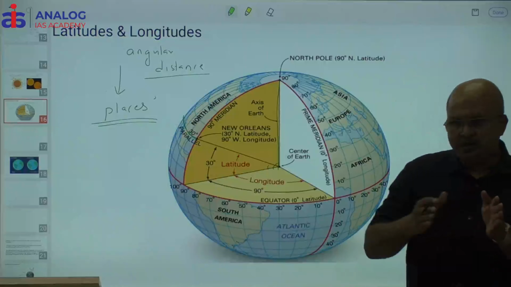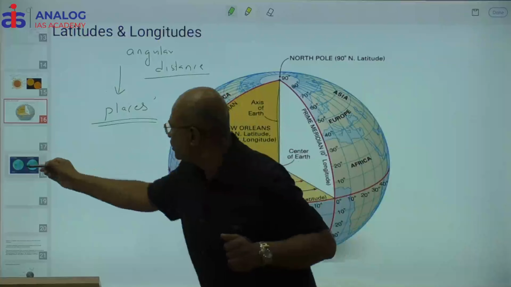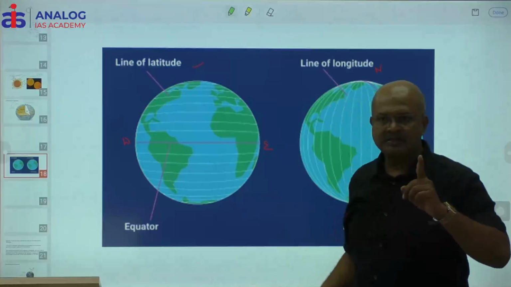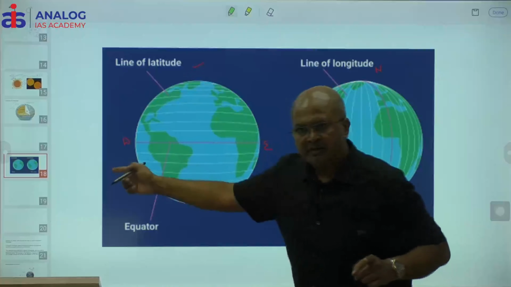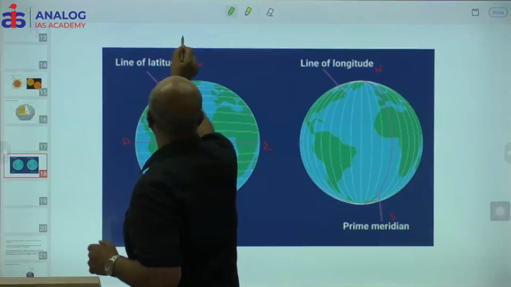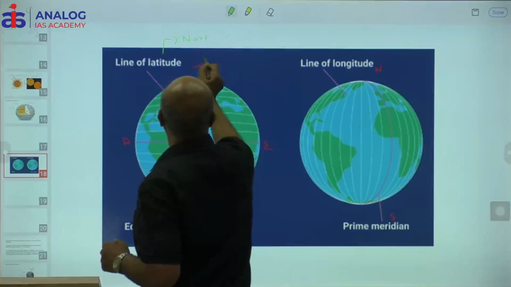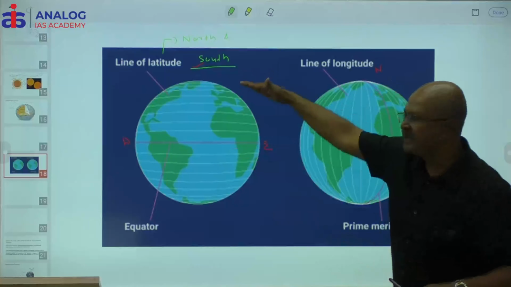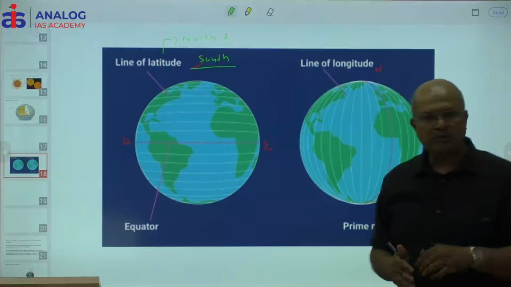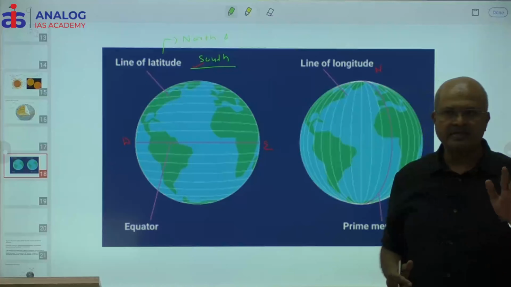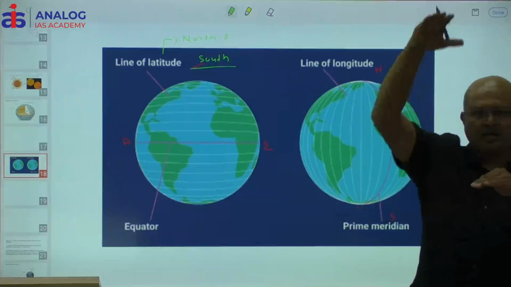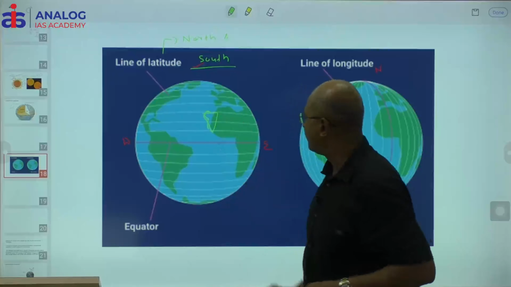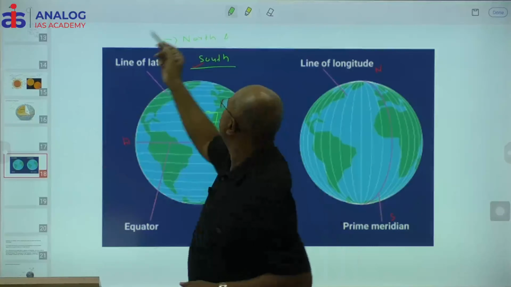Even though the latitudes are drawn east, the latitudes are used to identify the location of a place north and south. Always understand: latitudes are drawn east and west, but they are used to identify the location north and south of the equator. Hence, we have the northern hemisphere. Latitudes are always north and south. They don't have east. India is located in the northern hemisphere.